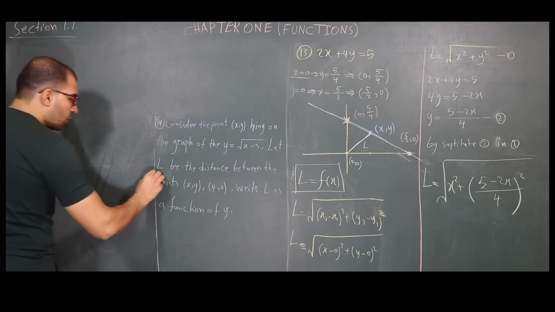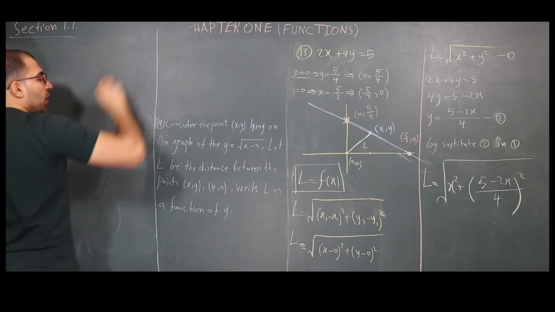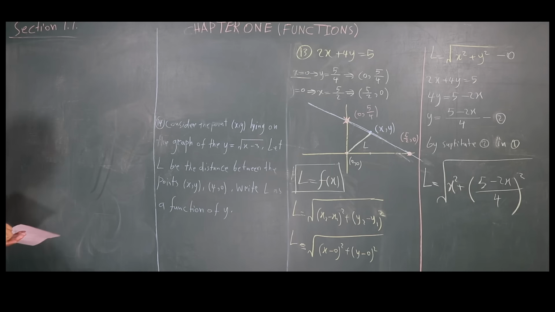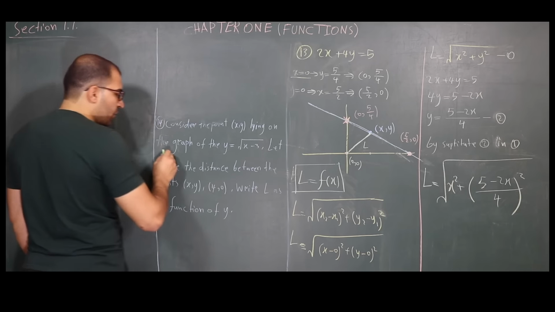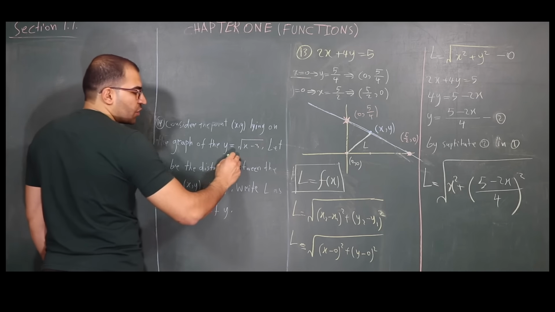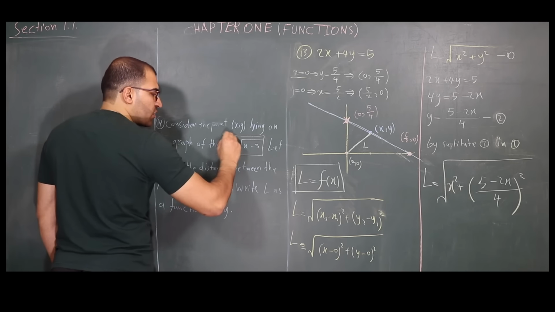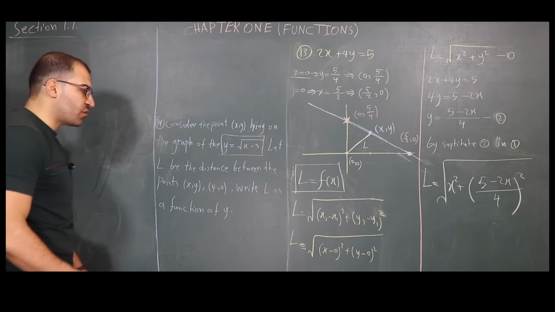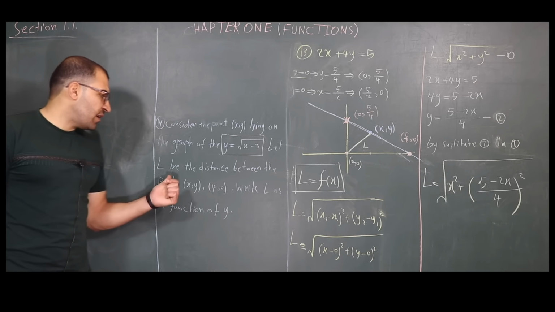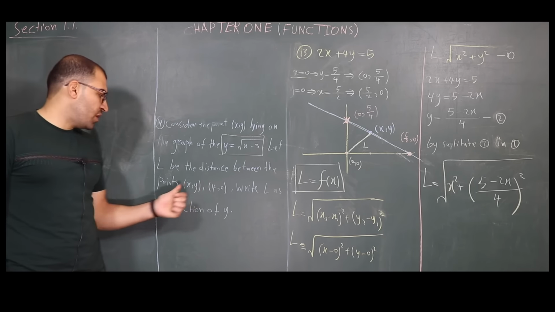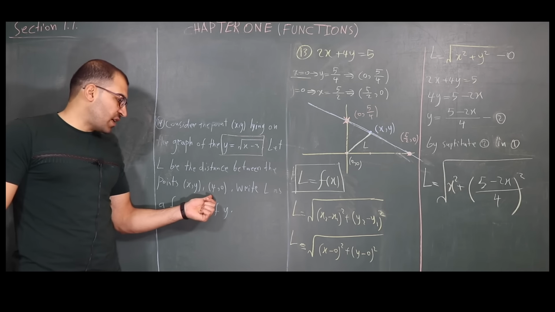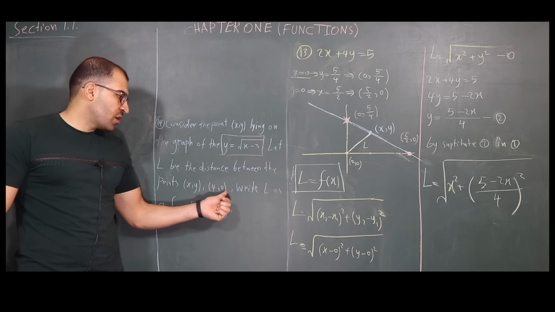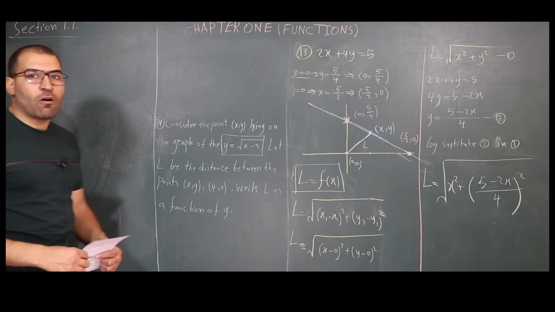I cleaned the board, and we're going to solve question number 14. Consider the point (x, y) lying on the graph of the function y equal to the square root of x minus 3. Let L be the distance between the point (x, y) and the point (4, 0). Write L as a function of y.